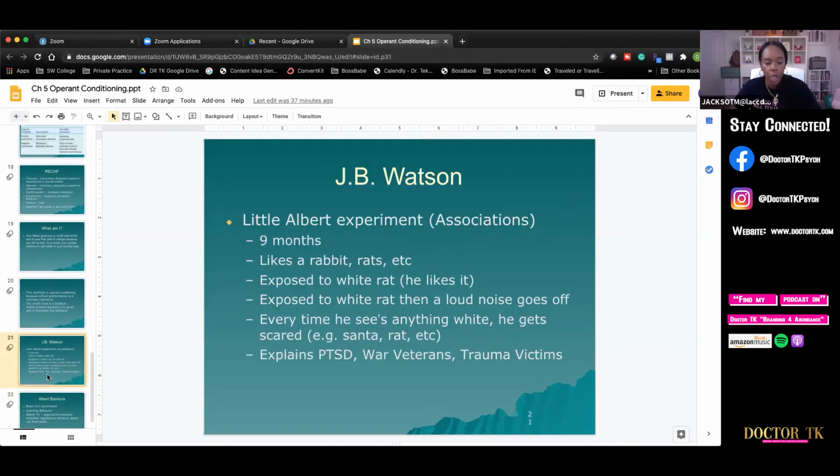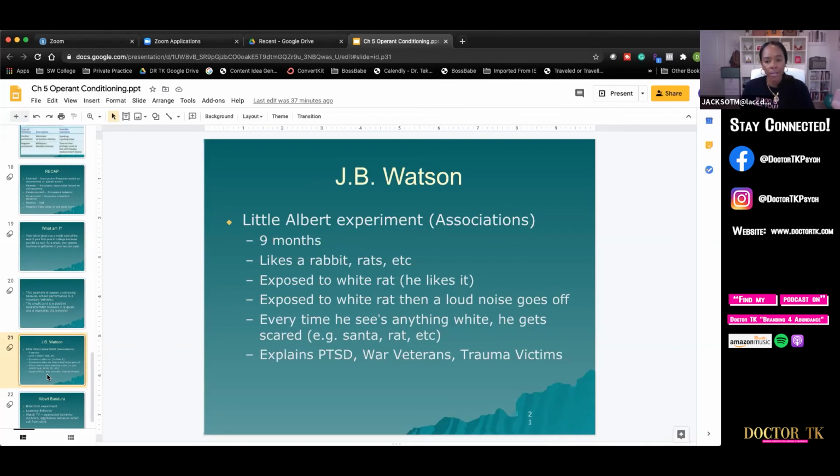J.B. Watson. What you want to know about J.B. Watson is he took it a step further, and he did focus on associations and pairing, like Pavlov, but he is known for the Little Albert experiment. So write him down as the Little Albert experiment, J.B. Watson, okay?